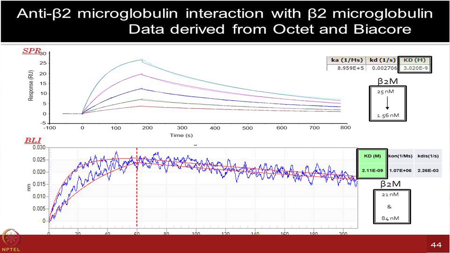It came pretty close actually. This is showing you the overall KD is almost 3 e to the power minus 9, and it is also 2.11 e to the power minus 09. Just imagine, this was done on this kind of instrument, which was not available in my lab at that time. So not in the best optimized conditions, but still I can see there is not huge variation in measuring these kinds of abundant molecule bindings.